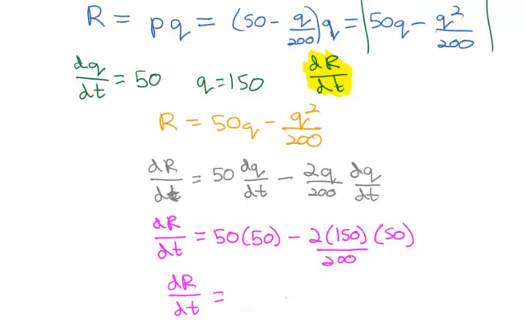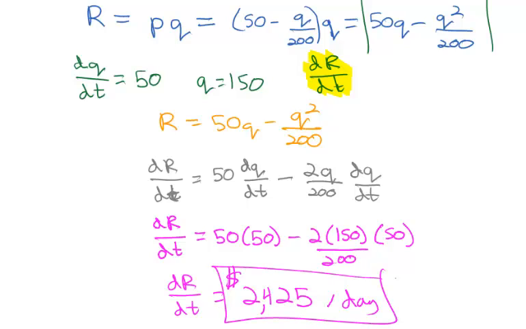Oops, I'm sorry, I lied. 2,425. There was a change of $2,425 per day in revenues, as long as we can keep increasing production by 50 cases per day.